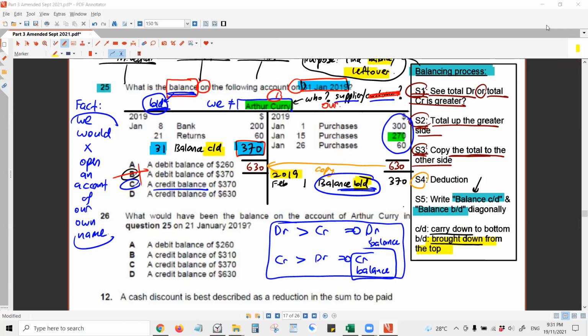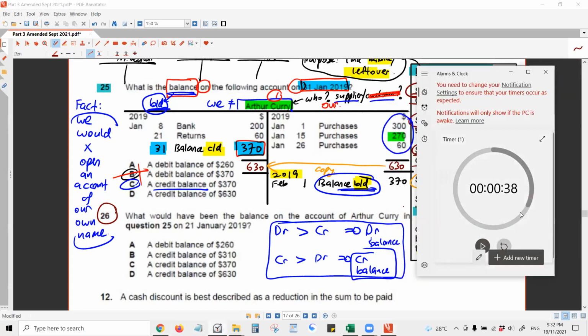Okay, now one more question before dismissal. Do question 26, you tell me your choice. All of you may begin question 26. Then you tell me your choice. Not sure if you understand the question or not, but I let you try first. Set the timer to be 1 minute.